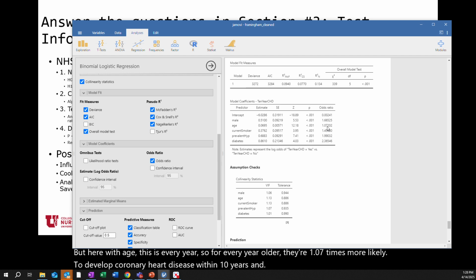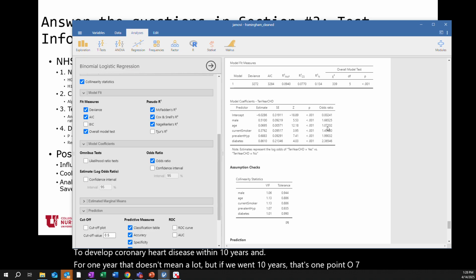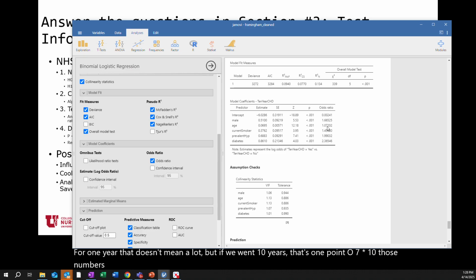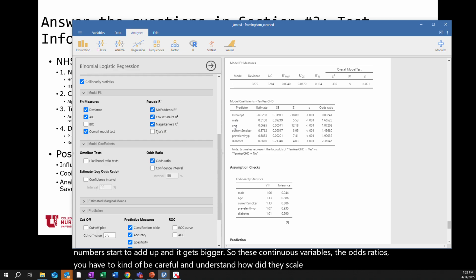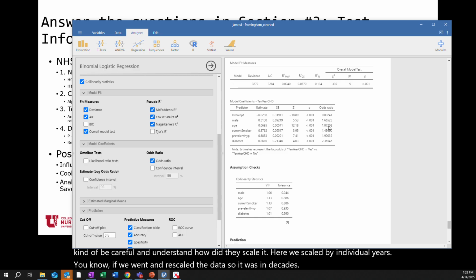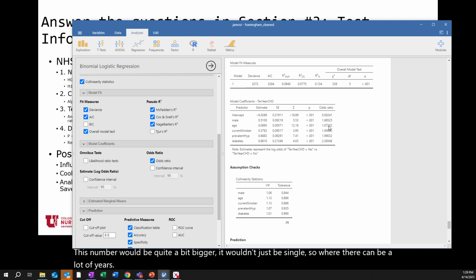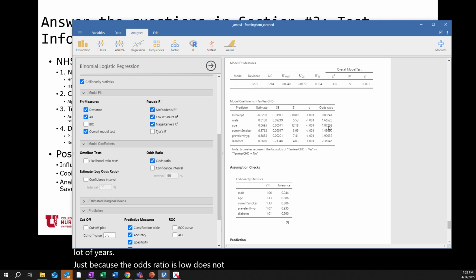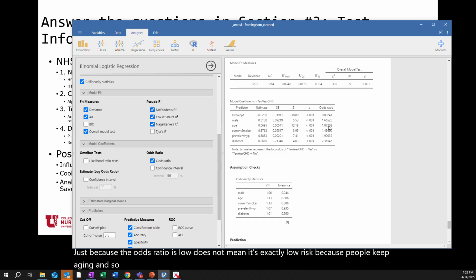And for 1 year, that doesn't mean a lot, but if we went 10 years, that's 1.07 times 10. Those numbers start to add up and it gets bigger. So with these continuous variables, for the odds ratios, you have to be careful and understand how they scaled it. Here we scaled by individual years. If we rescaled the data so it was in decades, this number would be quite a bit bigger. So where there can be a lot of years, just because the odds ratio is low does not mean it's low risk, because people keep aging, and years pass and it turns into decades.